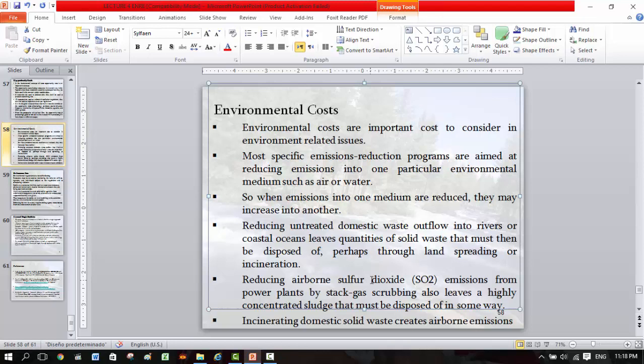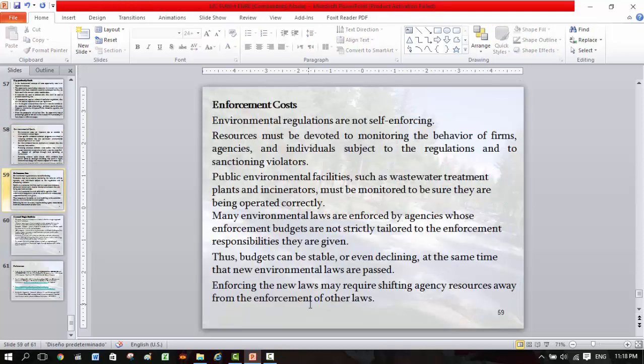Means that if we control the sulfur dioxide emission, then we will get its waste in the form of sludge, which also needs to be disposed of. Incinerating domestic solid waste creates airborne emissions.